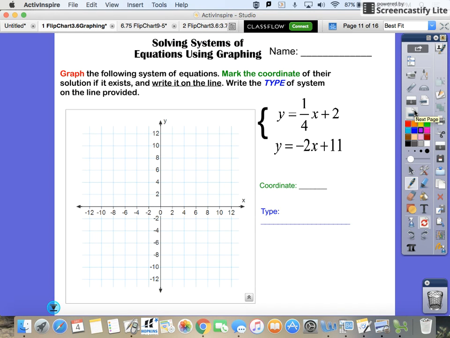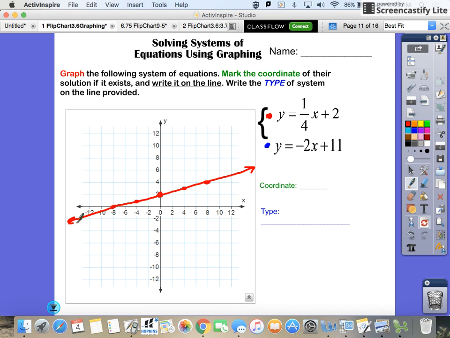So in this, what we're asked to do is graph the following system of equations, mark the coordinate of their solution if it exists, and write it on the line. Then we want to write the type of system. I'll give you the different names in these examples. This one I'll do in red, and this one I'll do in blue. For red, our y-intercept is 2, so we're going to go up to 2. And our slope is 1/4. You have to be careful because this box is a step of 2, so technically 1 is halfway right here. So rise 1, run 4, or drop 1, back 4.